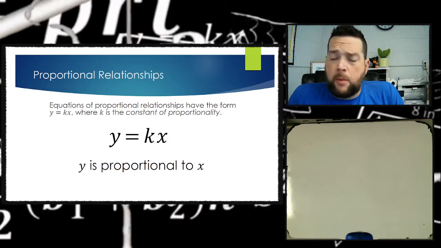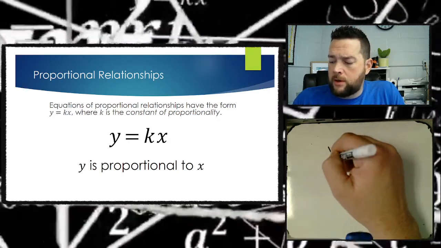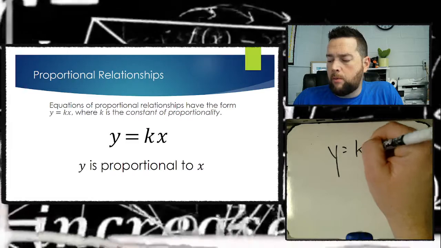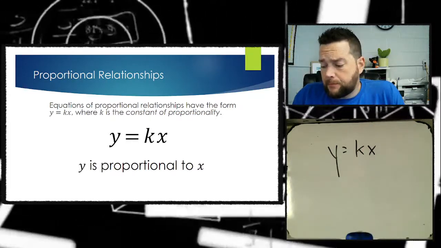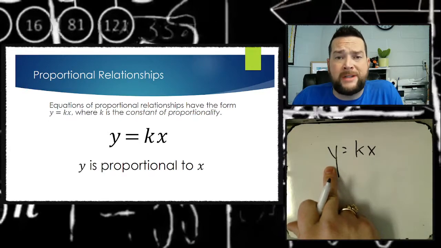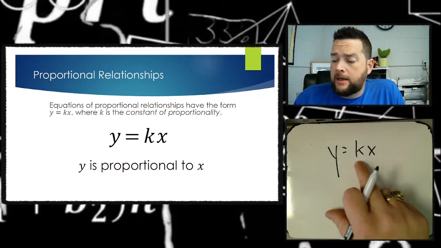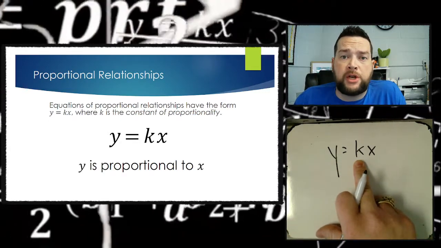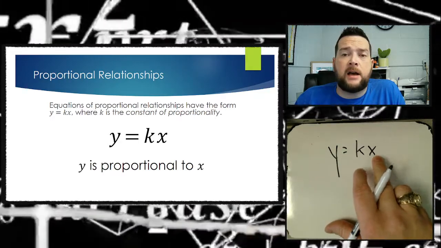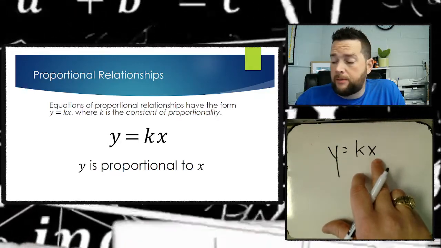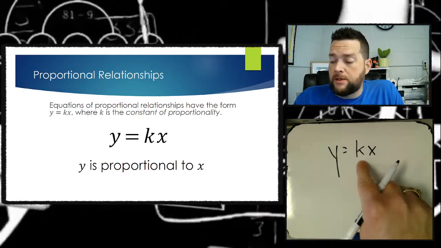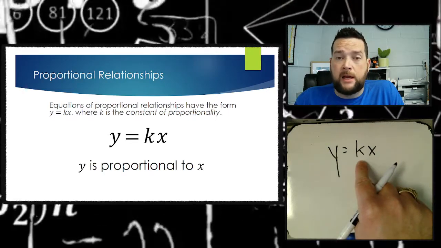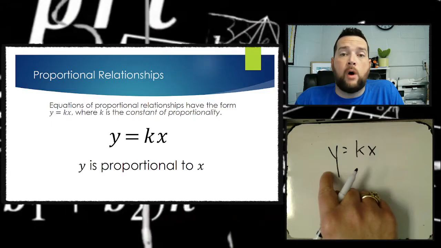The equations for a proportional relationship, we're going to start with the standard equation for a proportional relationship, and that's y equals kx, all right? Where y is your dependent variable, k represents a constant of proportionality, and x is the independent variable. So whenever we know what x is, we can multiply it by the constant of proportionality, and that's going to give us our y.